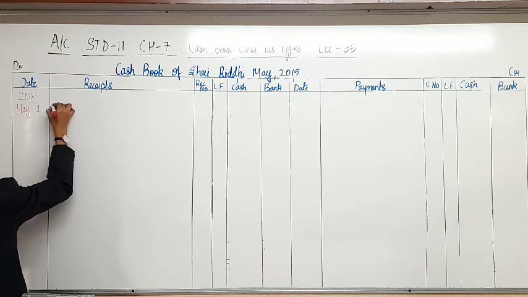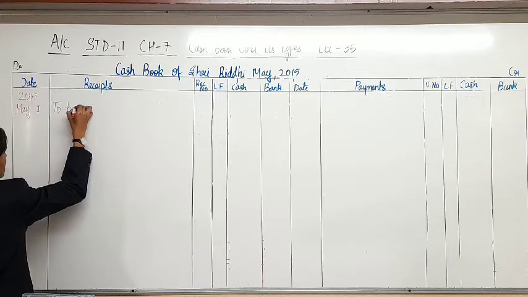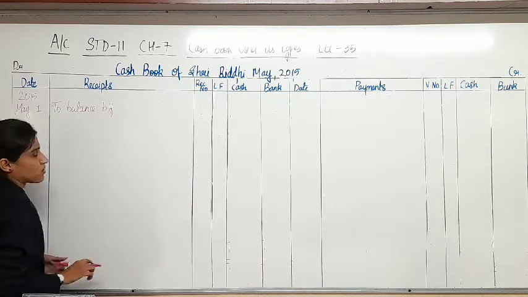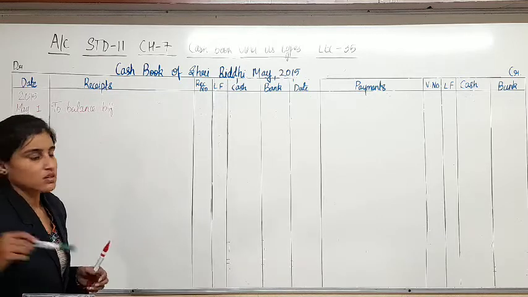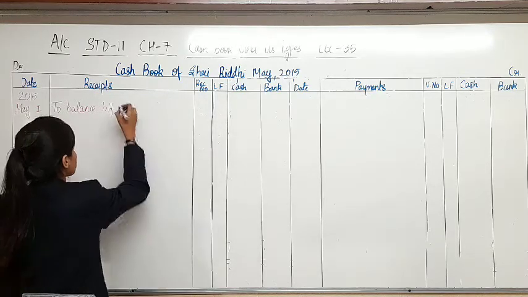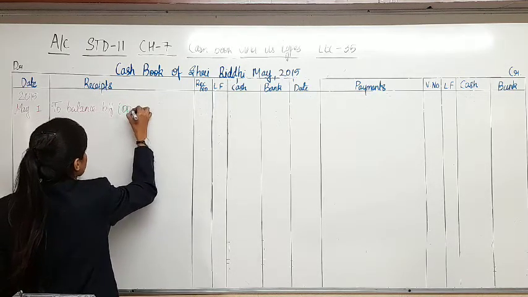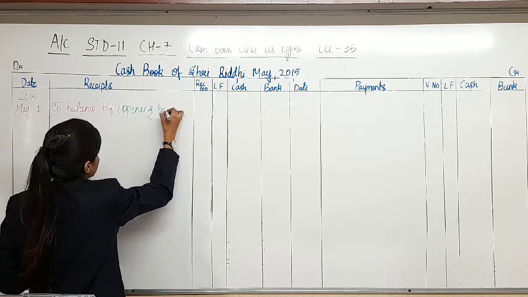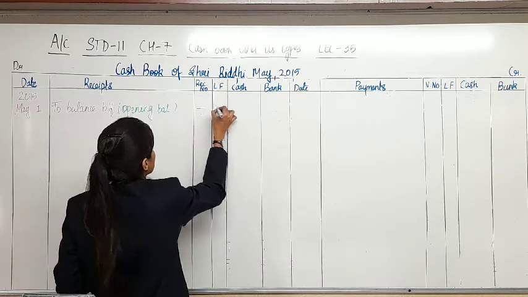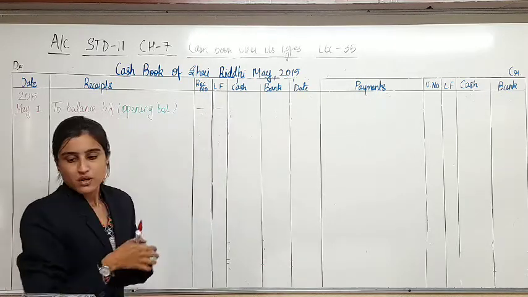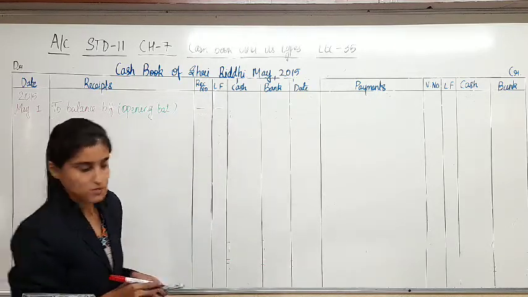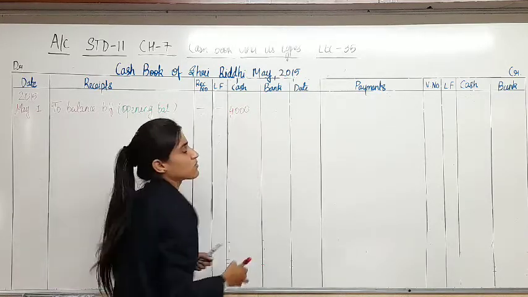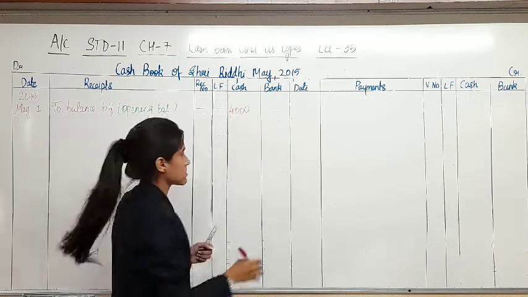1st May, to balance brought forward, opening balance, for cash it is 4,000, for bank 6,000.